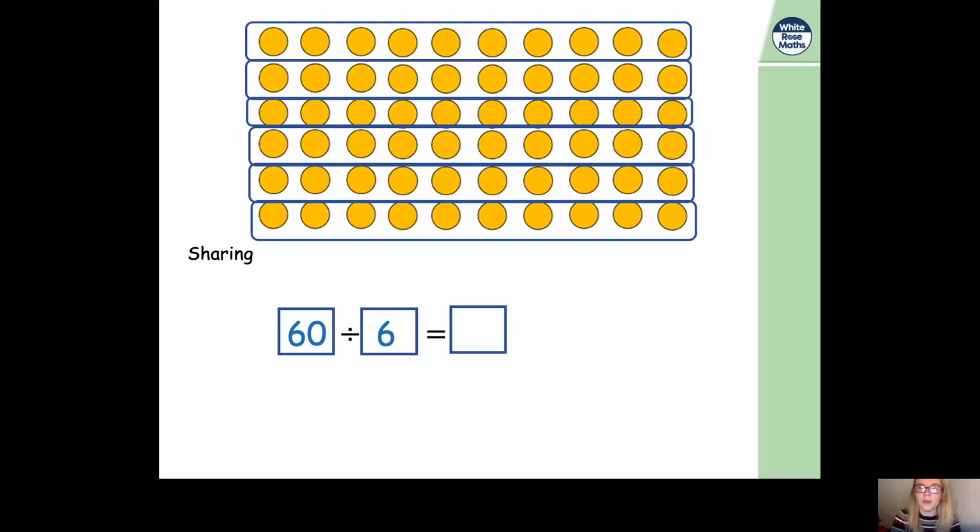Now, how many counters are in each group? Well, should we count the first group? We've got 1, 2, 3, 4, 5, 6, 7, 8, 9, 10. We've got 10 counters in each group. So we can write 60 divided by 6 equals 10 because there are 60 counters and we've put them into 6 groups and we've got 10 in each group.